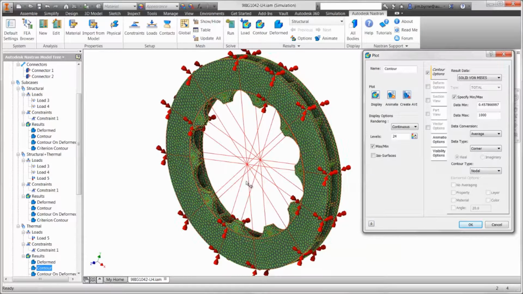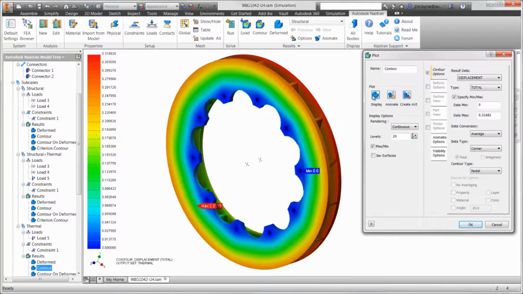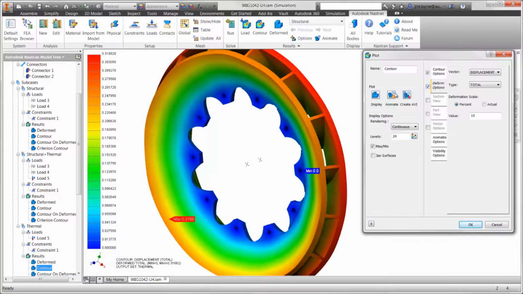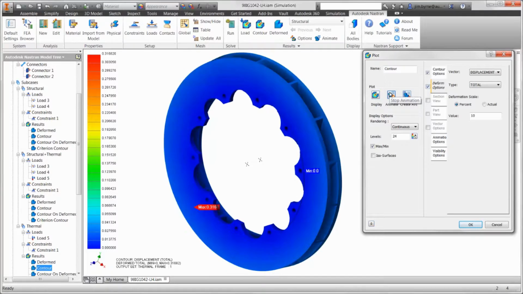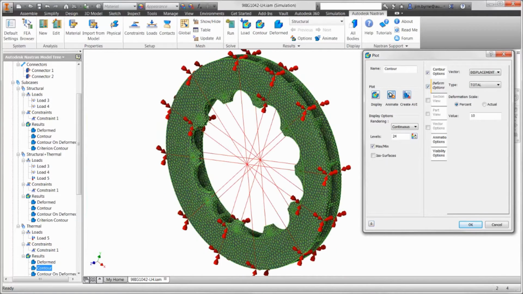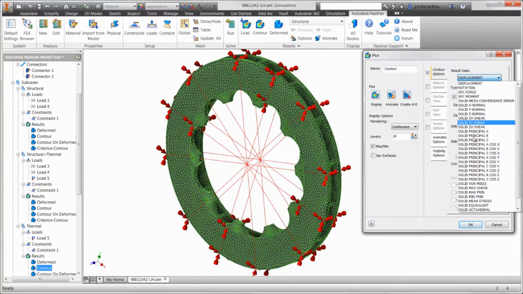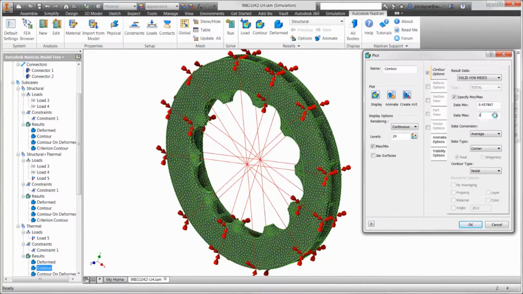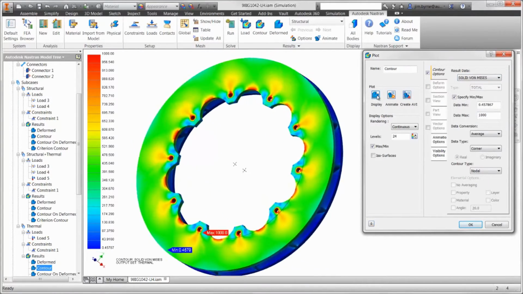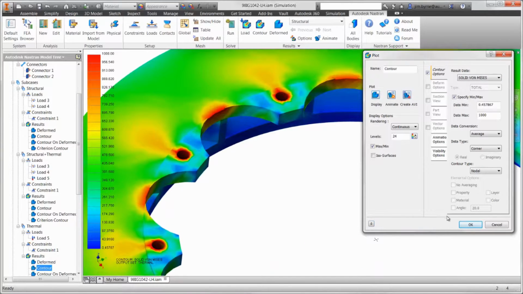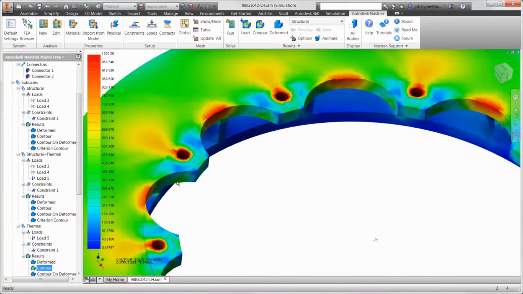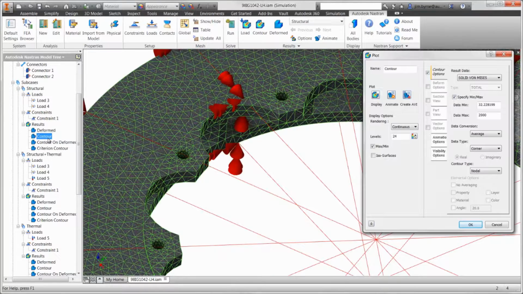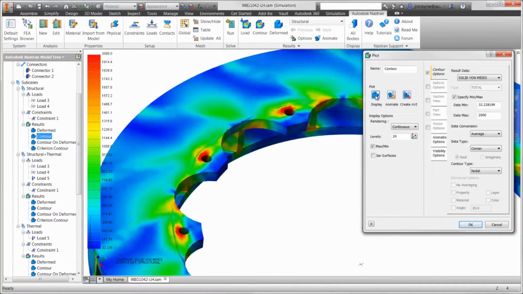Starting with the displacement plot, we're observing a deflection of 0.3 millimeters due to the thermal expansion. By showing an exaggerated deformation and animating it, we can visually see how the rotor is moving. Next, we'll find out how that displacement is affecting the stresses in the model. We're seeing high stress in the arc between each fastener, as well as the areas behind the fastener. They are already beyond the yield strength of the material before the torque is applied.